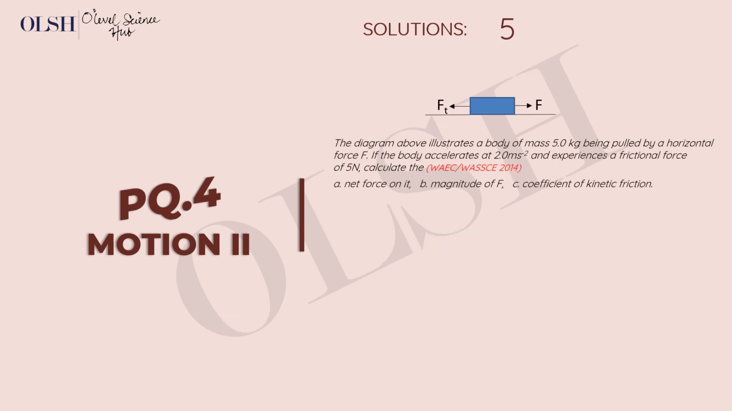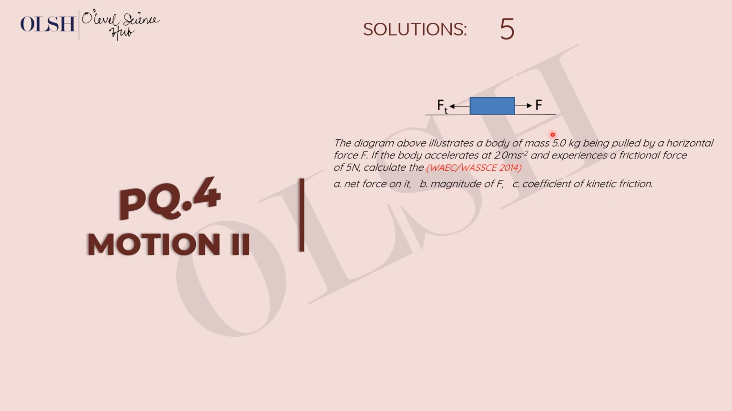Okay, so number 5, we have the diagram above illustrates the body of mass 5 kg being pulled by horizontal force F. If the body accelerates at 2 meters per second squared and experiences a frictional force of 5 newtons, calculate A, the net force on it, B, the magnitude of F, C, the coefficient of kinetic friction.